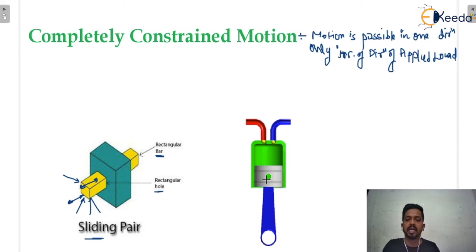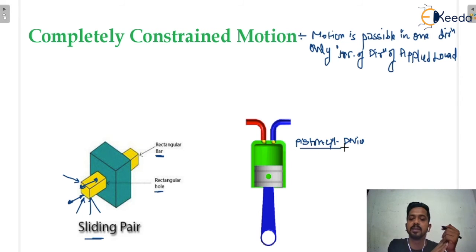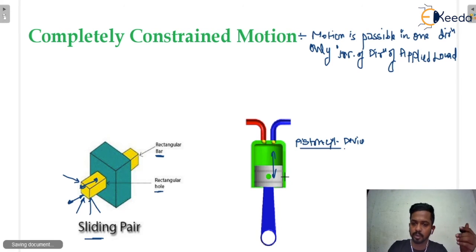Another example is the piston cylinder. You must remember the examples of completely constrained motion. The piston cylinder device is also considered completely constrained motion because the piston can only reciprocate, it cannot be rotated. So basically we have constrained the piston completely. That is the meaning of completely constrained motion: motion is possible in one direction only, irrespective of the direction of applied load. One direction means only one type of motion is possible.